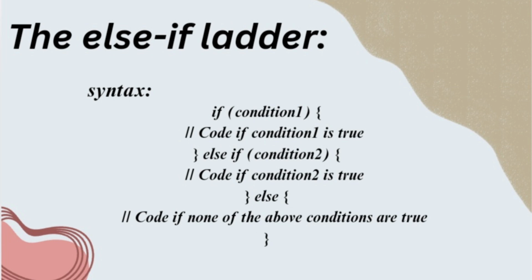It starts with an if block that checks the first condition. If that condition is true, the corresponding code runs and the rest is skipped. If the first condition is false, the program checks the next condition in the else if block. If that one is true, it runs that block instead. You can have as many else if blocks as needed. Finally, if none of the conditions are true, the else block at the end serves as a fallback. It runs only when all other conditions fail. The structure is perfect when you have multiple possibilities and need to pick exactly one based on conditions.